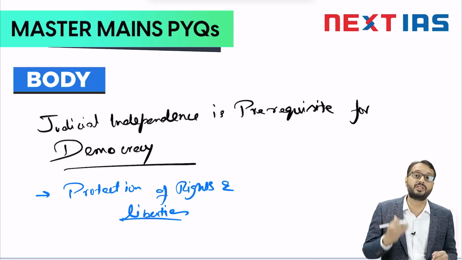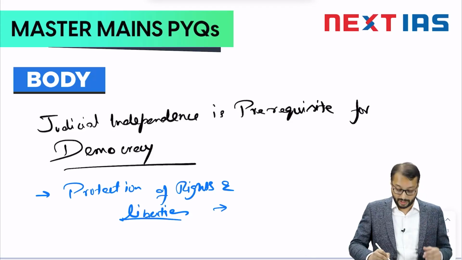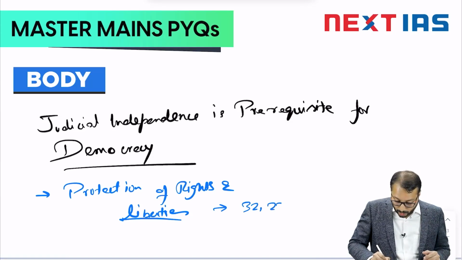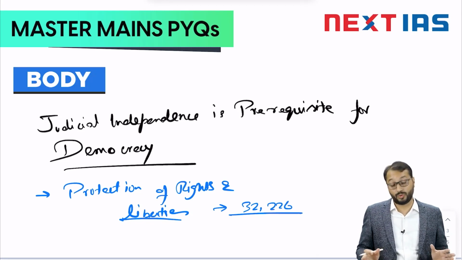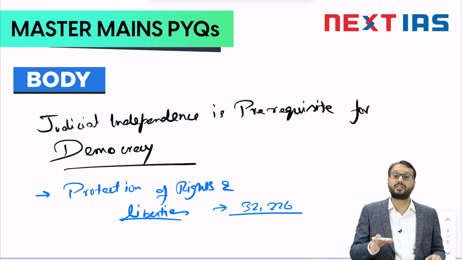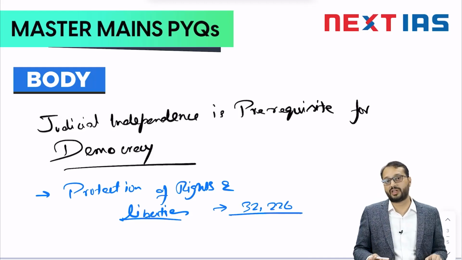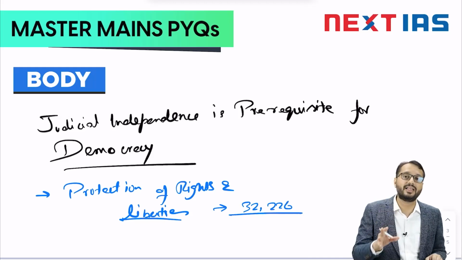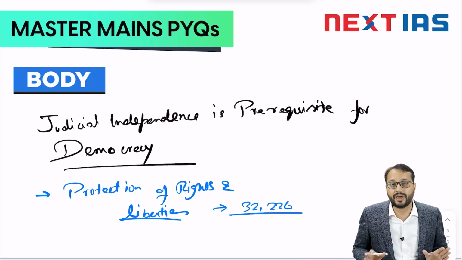And how does the judiciary uphold them? The judiciary upholds them through writ jurisdiction under Articles 32 and 226, 32 for the Supreme Court, and 226 for the high courts. So, for the protection of rights and liberties of the vulnerable, of the minorities, of the weaker sections of the society, the onus completely lies on the higher judiciary in India, and therefore we need an independent judiciary.